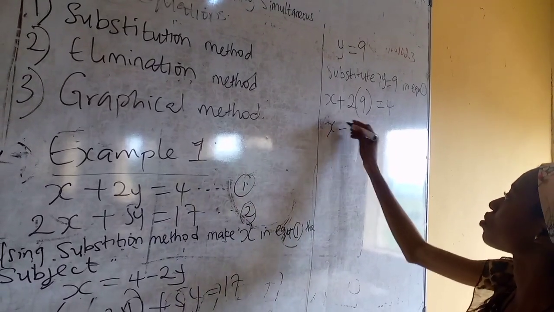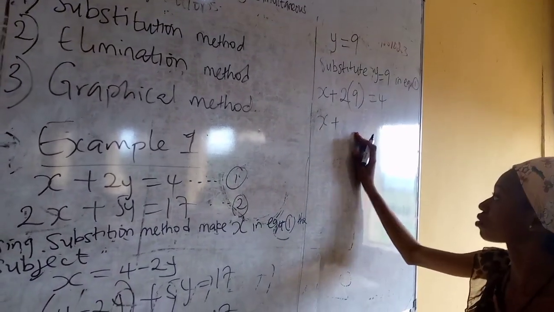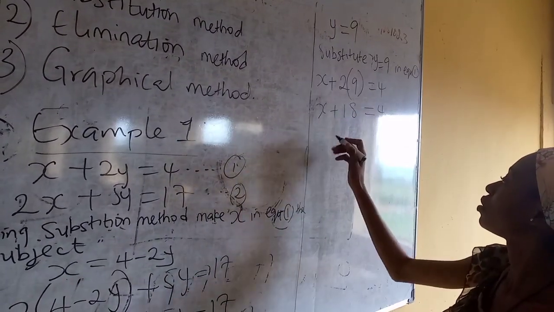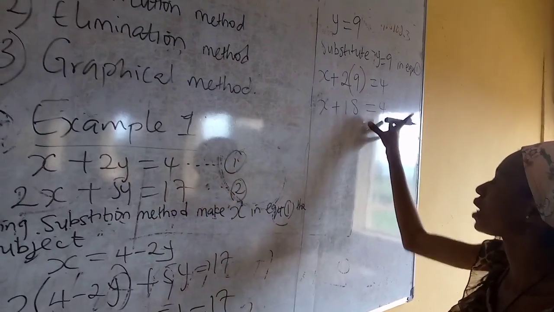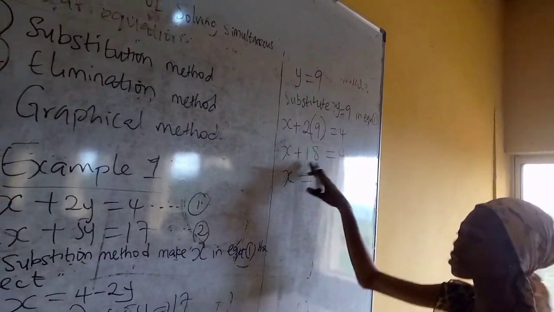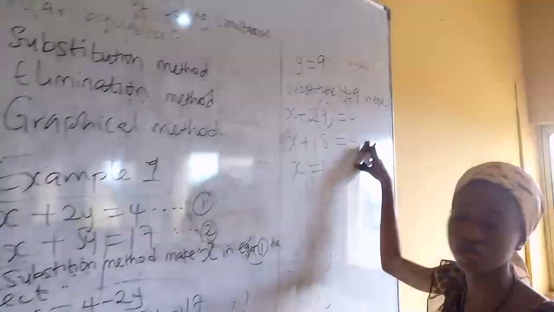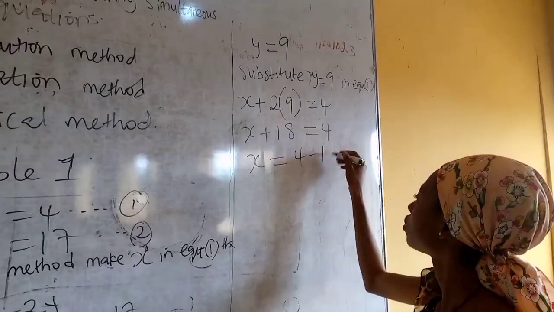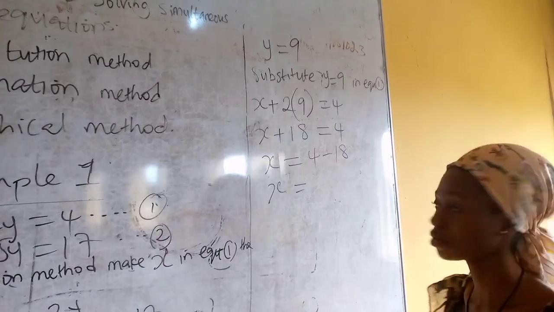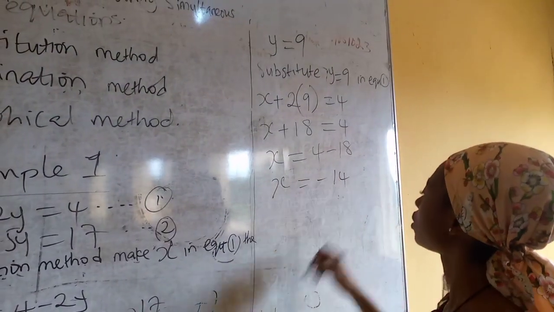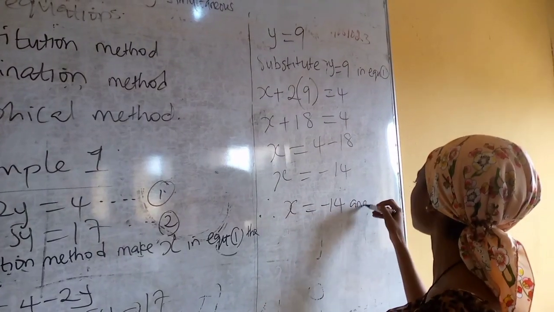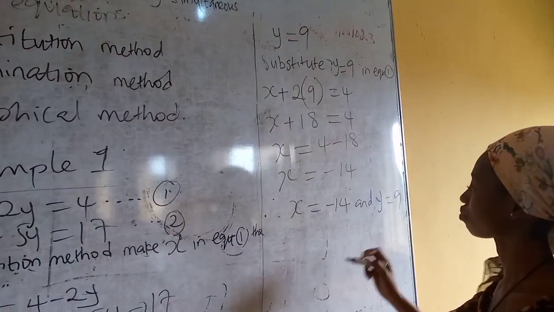Now, x plus 2 times 9, which is 18, is equal to 4. Then x is equal to 4, and when this plus 18 crosses the equal to sign, we have minus 18. 4 minus 18 is equal to minus 14. Therefore, x is equal to minus 14 and y is equal to 9.